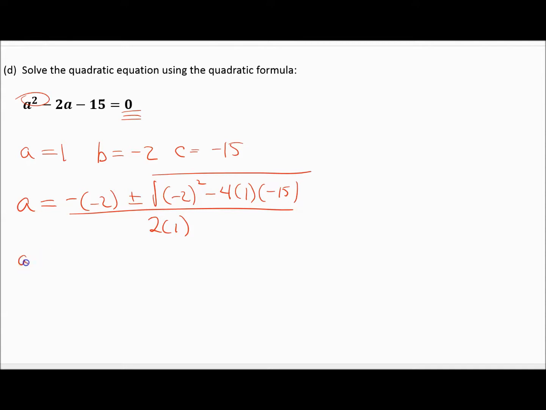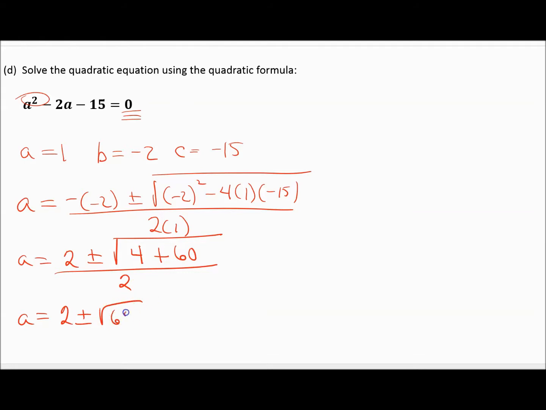Now let's keep going. Negative of a -2 is 2 plus or minus the square root of -2 squared. Not just -2 times 2, but -2 times -2, which is 4. This number will always be positive. 4 times 1 times 15, negative. This negative times this negative makes a positive, and 4 times 15 is 60. And that's all divided by 2 times 1, which is 2. Now keep going. Now I do the addition or subtraction. This is addition to plus or minus. The square root of 4 plus 60 is 64. Notice once again we have a perfect square, which means this problem would have factored.